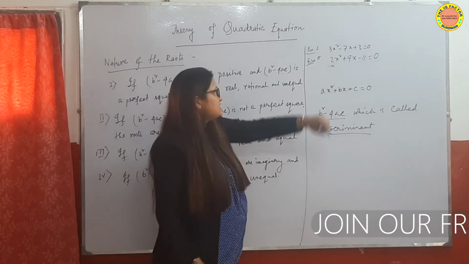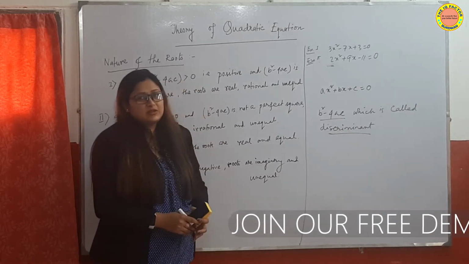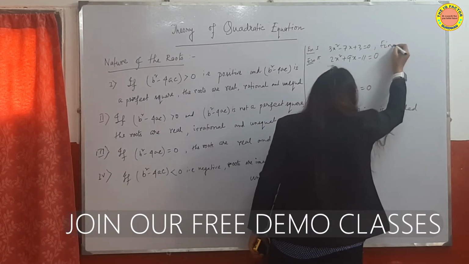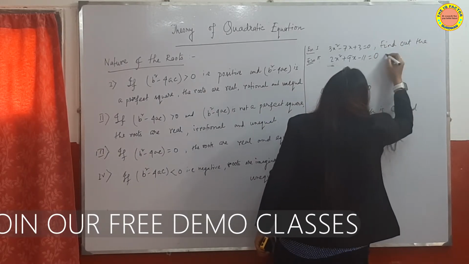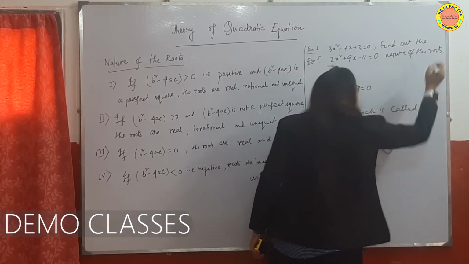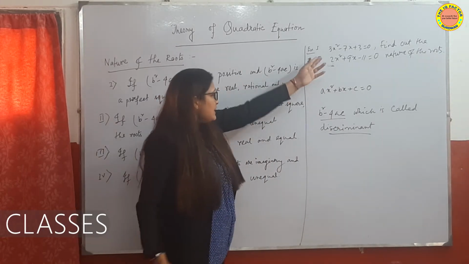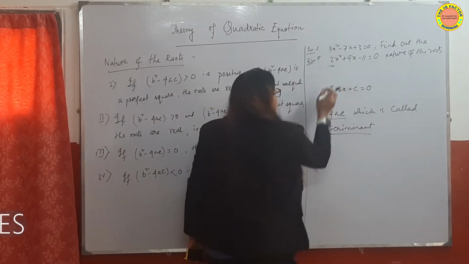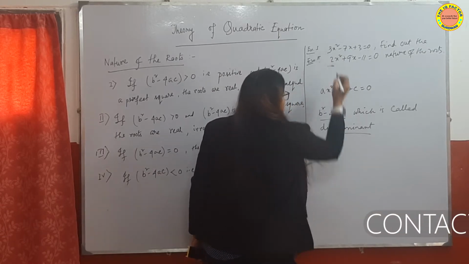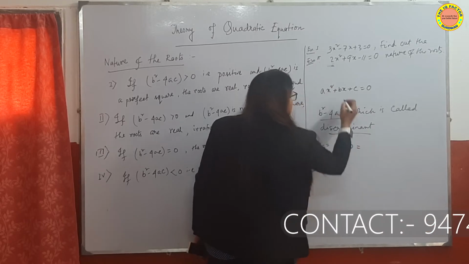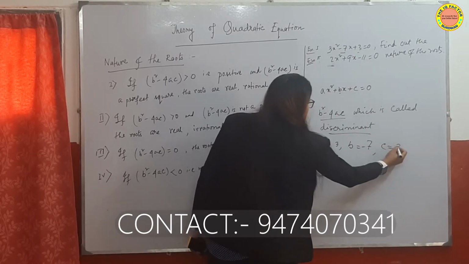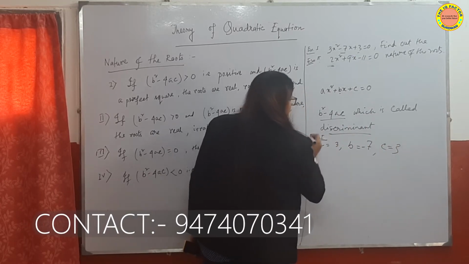Taking the first example, 3x square minus 7x plus 3 is equal to 0. The question is to find out the nature of the roots. Here, comparing the equation with the general form, what is A? A is 3. What is B? B is minus 7. What is C? C is 3. It is example 1.